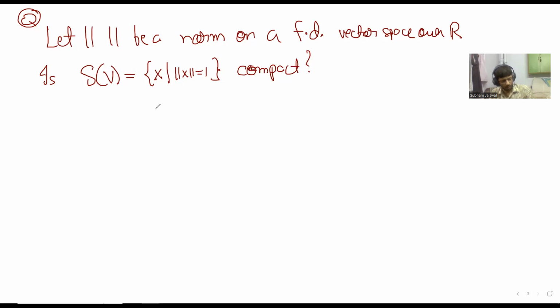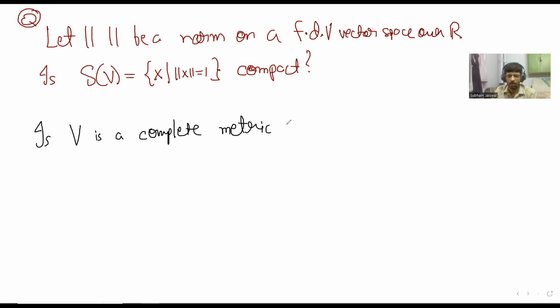So this V is V. You see, the only thing that we have to ask is, is V complete? Is V a complete metric space? So the metric coming from the norm, is V a complete metric space? Why am I saying this?